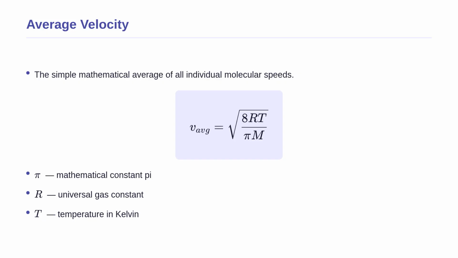Moving on from the most probable speed, we have the average velocity. This is exactly what it sounds like, the simple mathematical average of all the individual speeds added together and divided by the total number of molecules. The formula looks very similar to the previous one, but it includes the number 8 and the mathematical constant pi in the fraction. Because the number 8 divided by pi is slightly larger than the number 2, the average velocity is always slightly faster than the most probable velocity. Heating the gas will cause this average speed to rise, while using a heavier gas will cause it to drop.